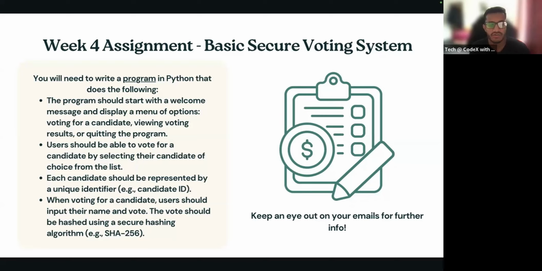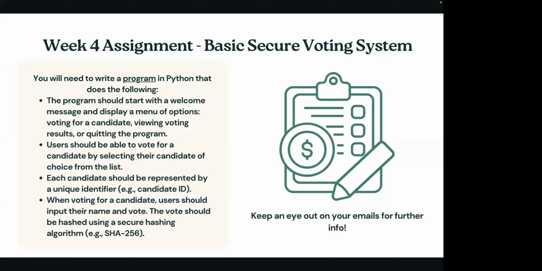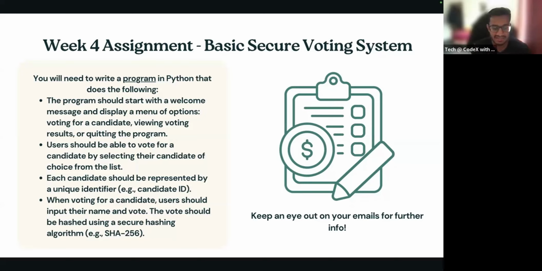Users should be able to vote for a candidate by selecting their candidate of choice from the list. Each candidate should be represented by a unique identifier. When voting for a candidate, users should input their name and vote. The vote should be hashed using a secure hashing algorithm. You need to store your candidate along with their votes in a dictionary, okay? Right. So I'm just going to show you what the program should be like, what we're basically looking for.